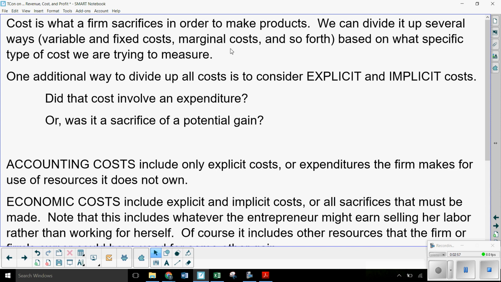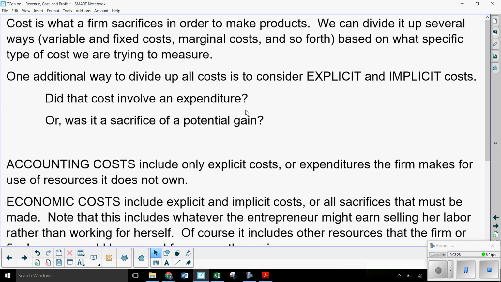We can think about the cost of making the next one, which would be its marginal cost, and we can go back and forth about average fixed cost and all these different things that we might think about. But one way that we're going to divide them up, and the essential way for this particular kind of material, is to divide them up based on whether they're explicit or implicit costs. So you ask yourself when you're thinking about a cost or a sacrifice that the firm makes in order to produce, is that an expenditure cost?